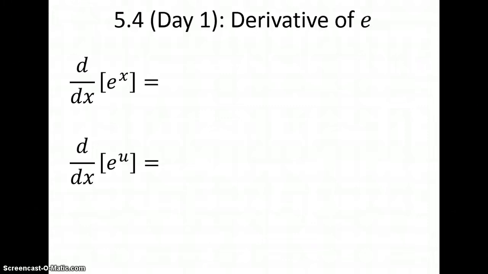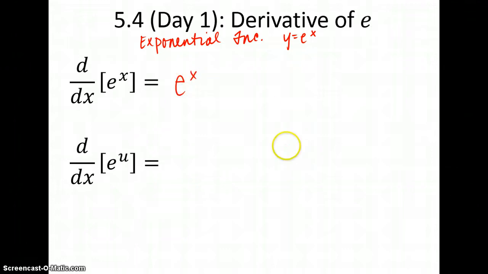Okay, so section 5.4, we actually look at the exponential function. Specifically, e to the x. We get into bases that aren't e in the next lesson, and we look at the derivative and the integral in one section. So the first day, we'll look specifically at the derivative of e. Very simple derivative. The derivative of e to the x is itself.